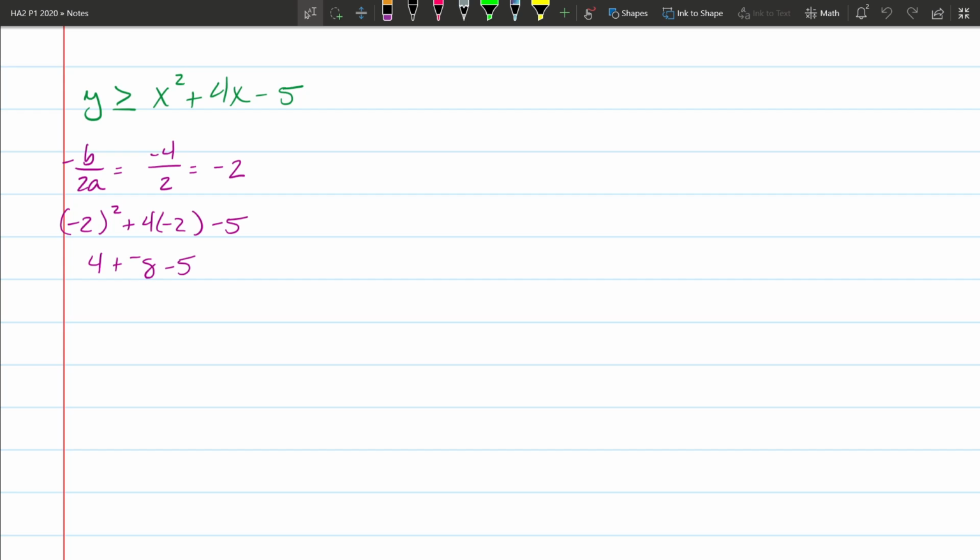Why did I pick this problem? That's a bummer. Oh well. So our vertex will be at negative 2, negative 9.